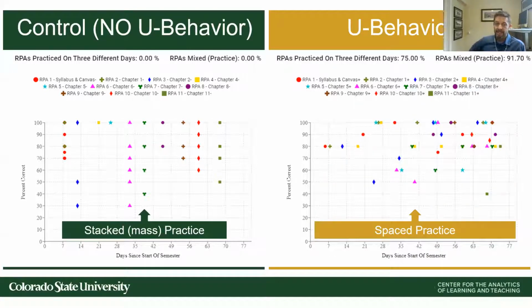So this is an actual student's graph at the end of the semester in the U behavior condition, and you can see the different style of practice. This is really encouraging to us. This is really exciting. So, of course, we started thinking, what's going to happen with performance? And I'll get to that.